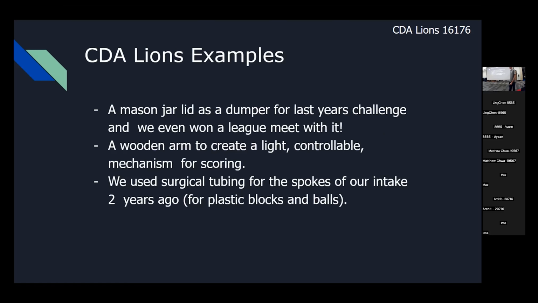We also used a mason jar lid as a dumper, and we even won a league meet with that. So that was very helpful as a cost-effective way. And then we were able to go to a library and 3D print an actual one, which was a little pricey, but it worked out. We used the wooden arm, which I talked about earlier. And then 2 years ago, we used some surgical tubing from the science classroom as an intake. And that actually worked very well.